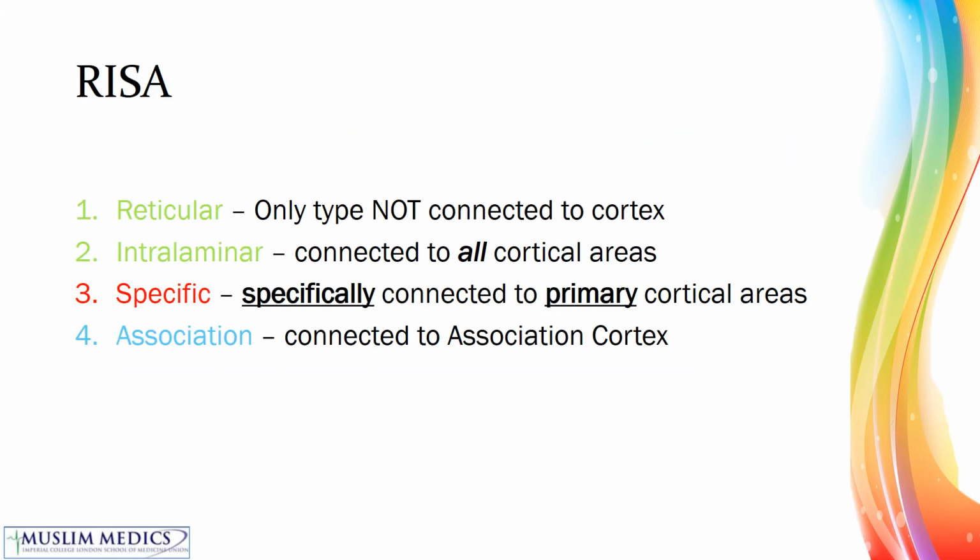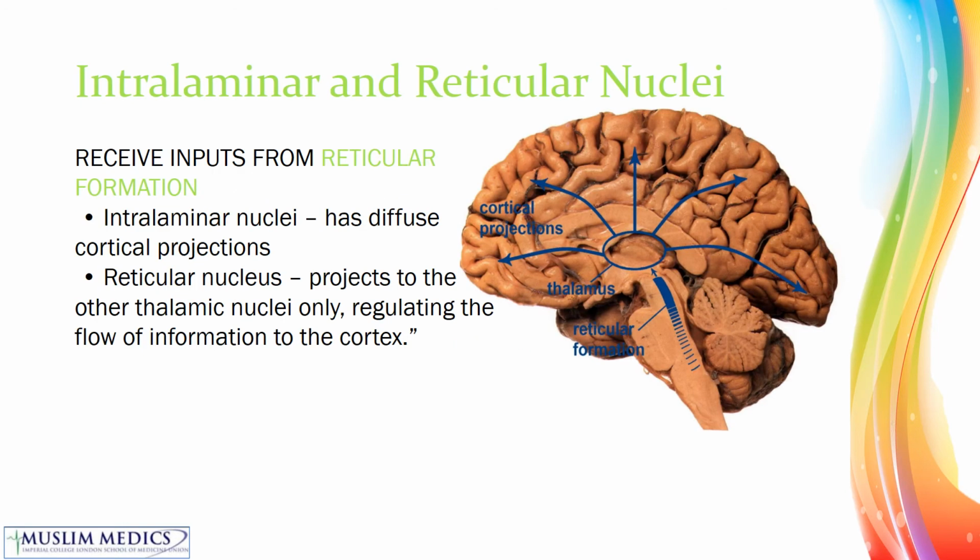cortex. So now we're just going to come back to the reticular and intralaminar nuclei. These nuclei receive inputs from your reticular formation, which is found throughout your brainstem. Now your reticular formation has a role in sleep and consciousness. The intralaminar nuclei have connections to your cortex, diffuse cortical projections in fact, and your reticular nucleus projects to only other thalamic nuclei, and this is more of a regulatory function to regulate the flow of information that's going up into the cortex.